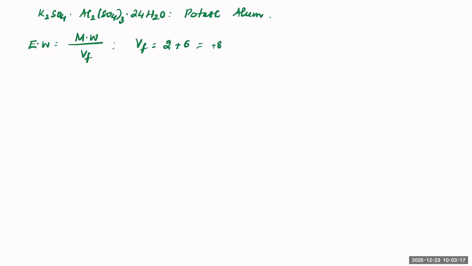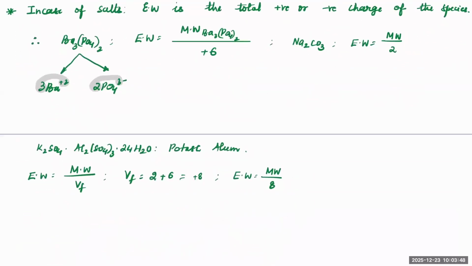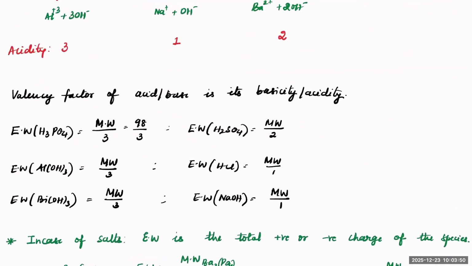Likewise, you can check out the negative charge also. So 3 times minus 2, so minus 6. And SO4, here it is minus 2. So minus 6 minus 2, multiply that, you will get this as 8. So that becomes the valency factor. So the equivalent weight in this case will be molecular weight by 8. Water has no role to play here. So whenever it comes to salts, you need to check like this.